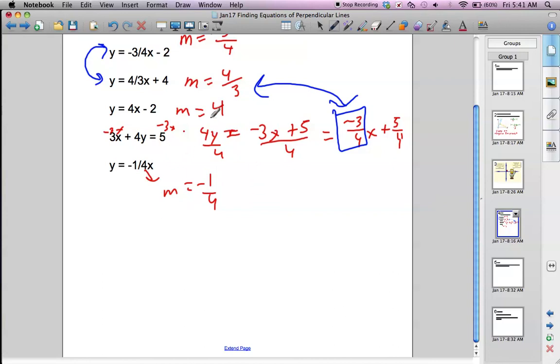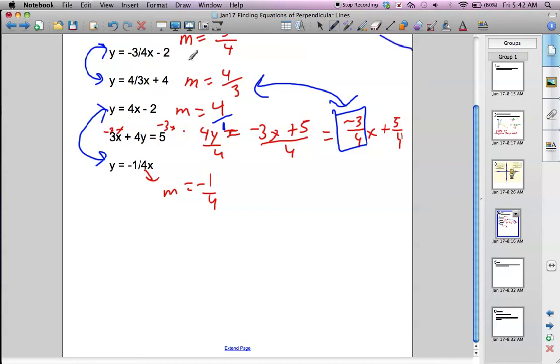Okay, and if we look at this slope here is 4, and we could write that as 4 out of 1, so the reciprocal is 1 out of 4, and the last line has a slope of negative 1 out of 4, so those are negative reciprocals. So those two are going to be perpendicular to each other.